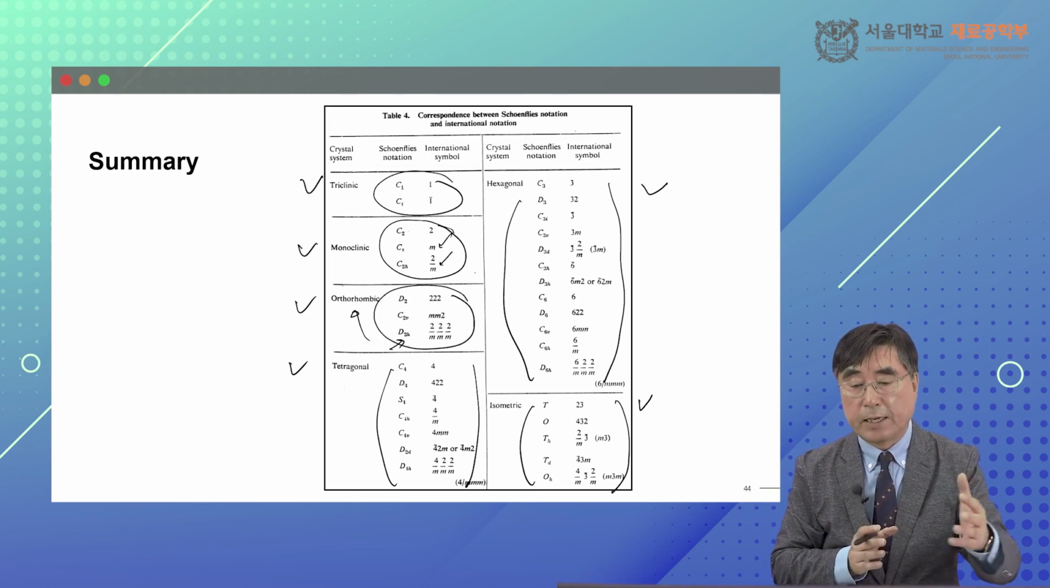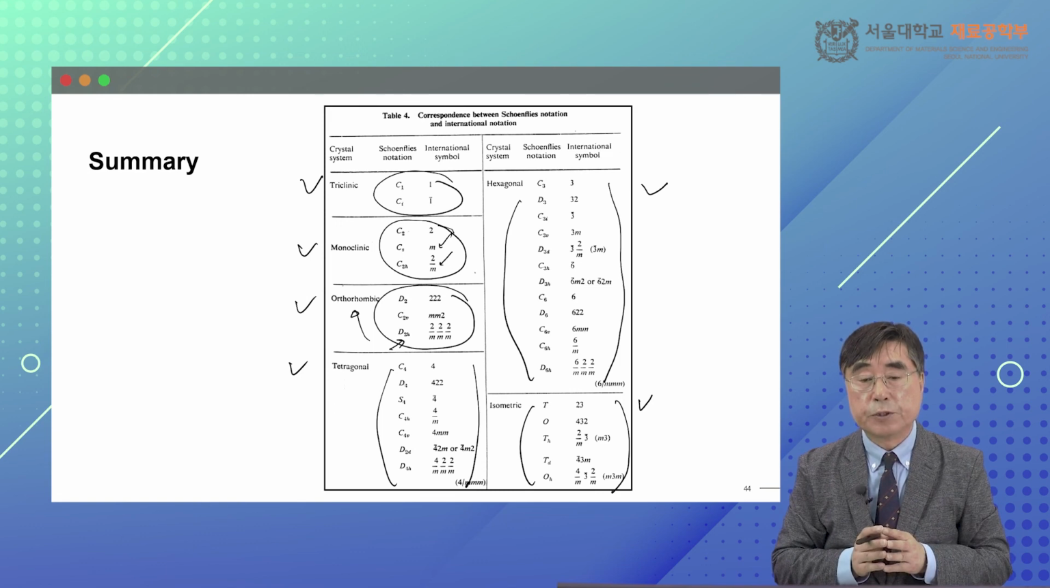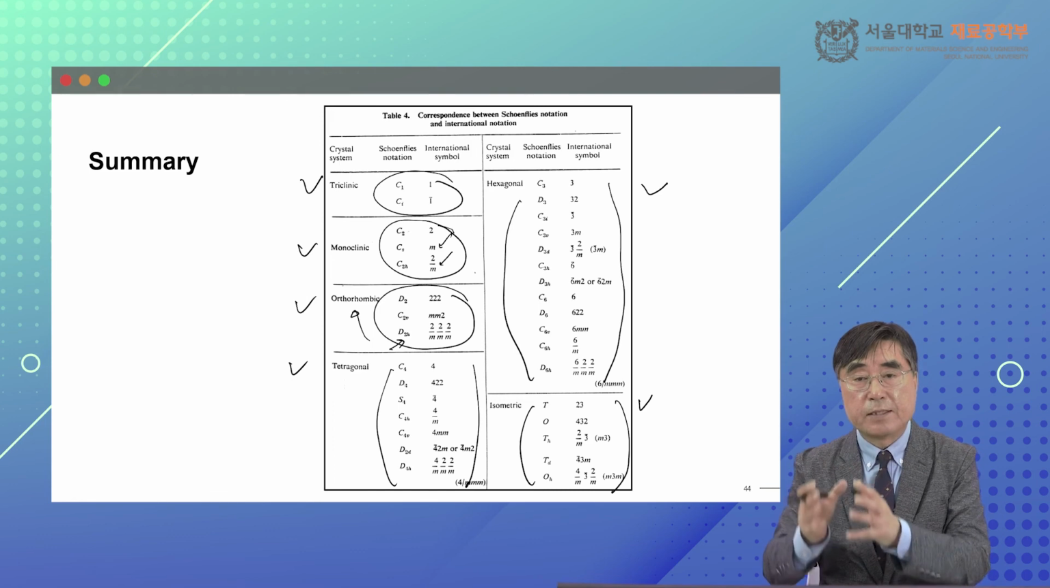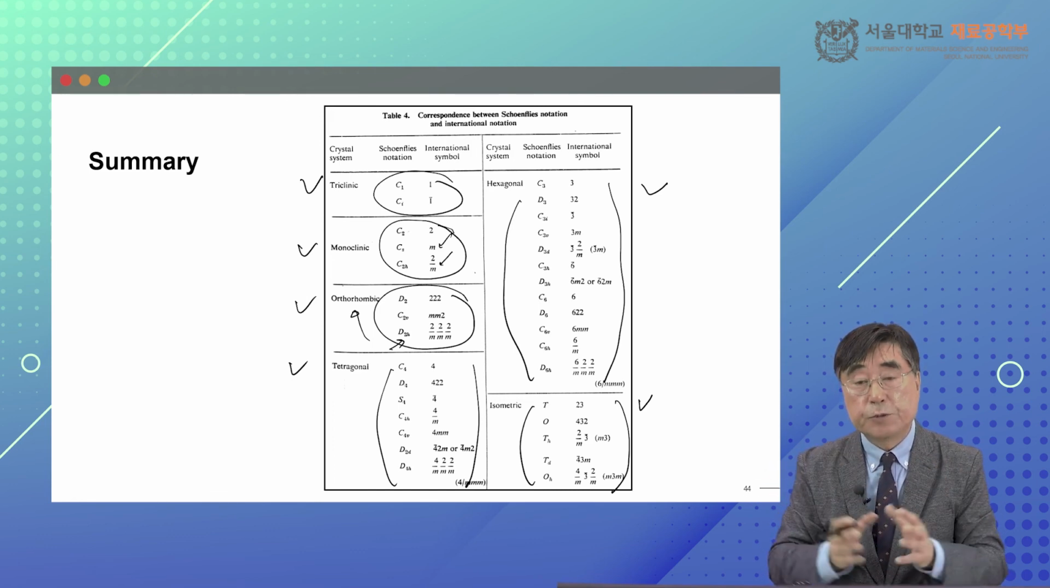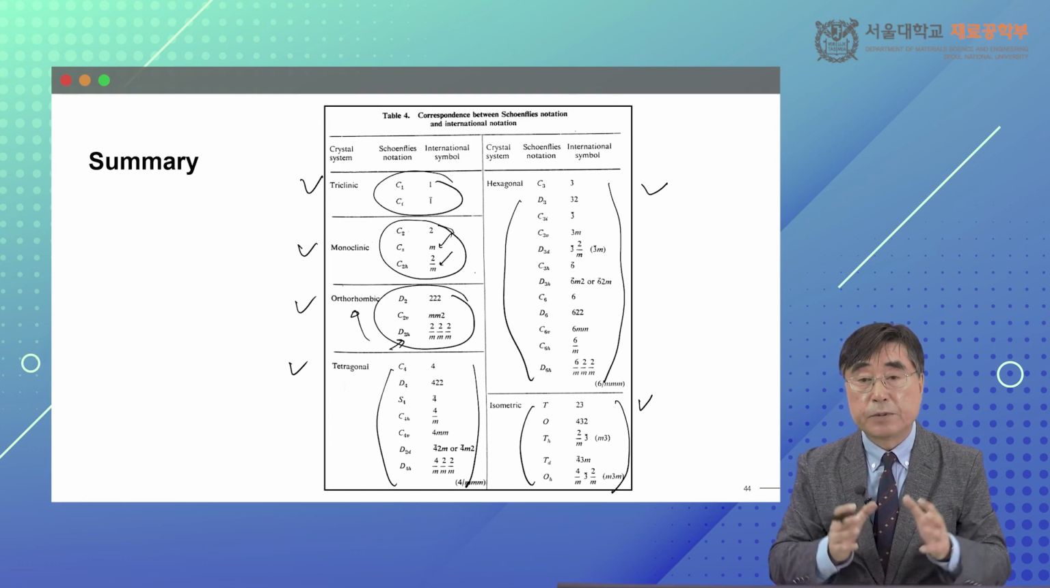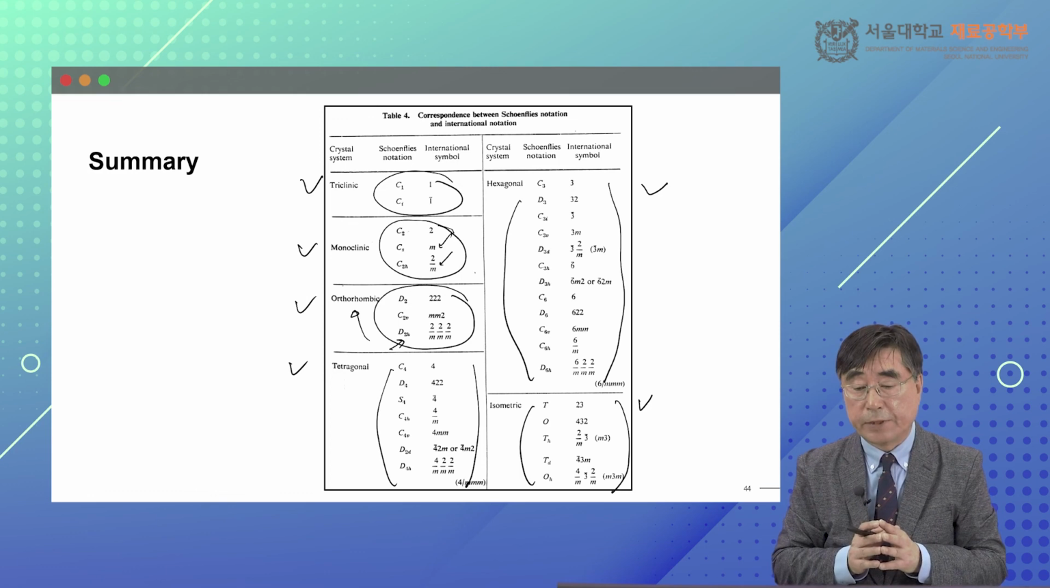I spent some time on the derivation of the 32 point groups. It's a little bit cumbersome, but it's graphical steps. But once you practice this with the explanation that I gave you, then you have good confidence in reading the crystallography handbooks and those kinds of things.